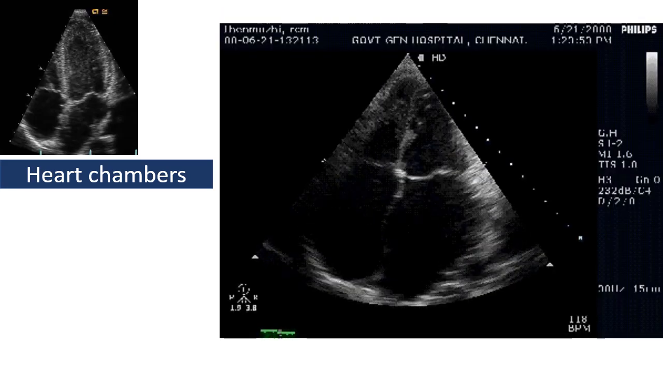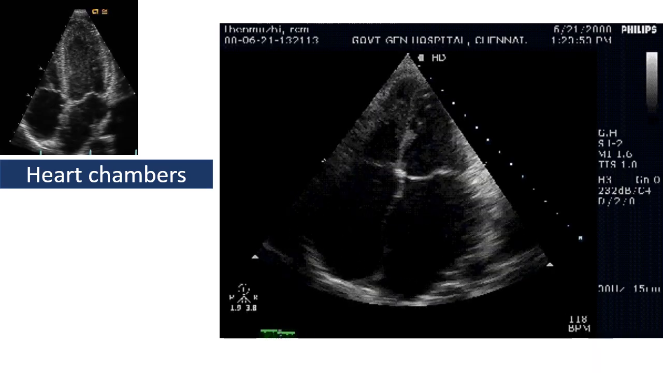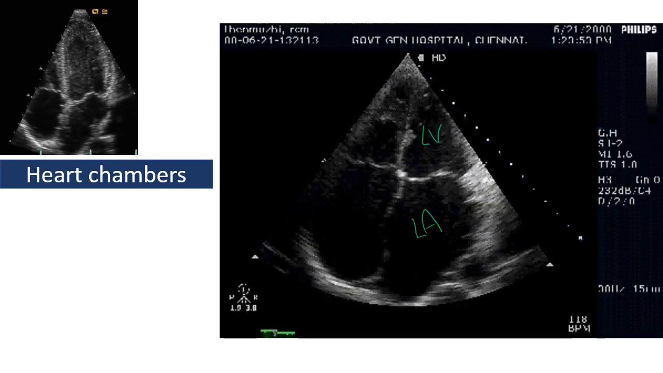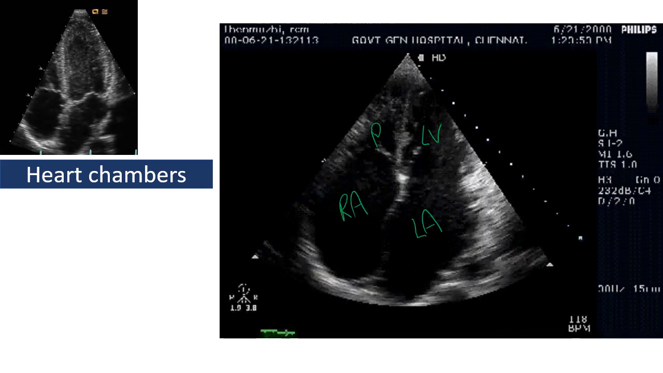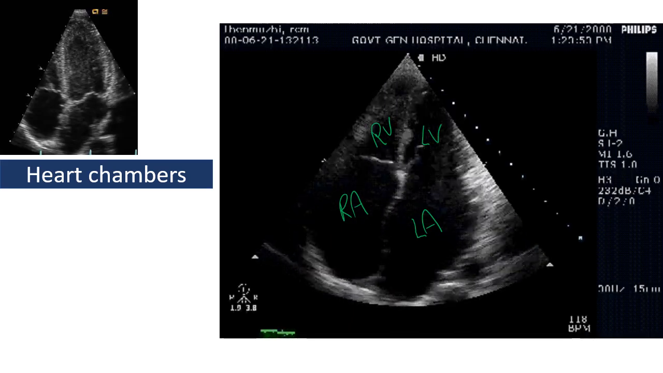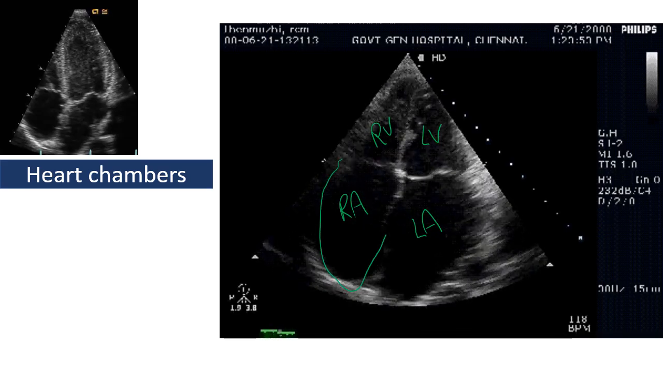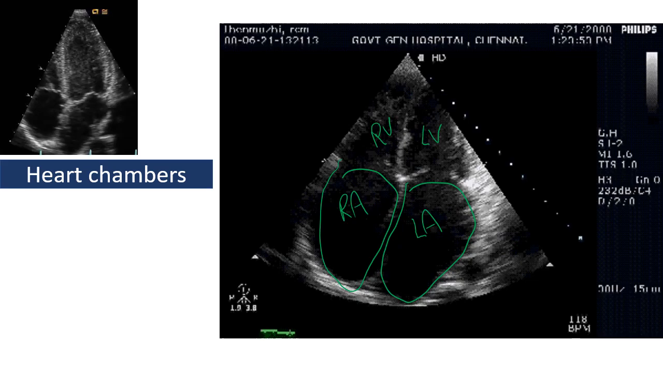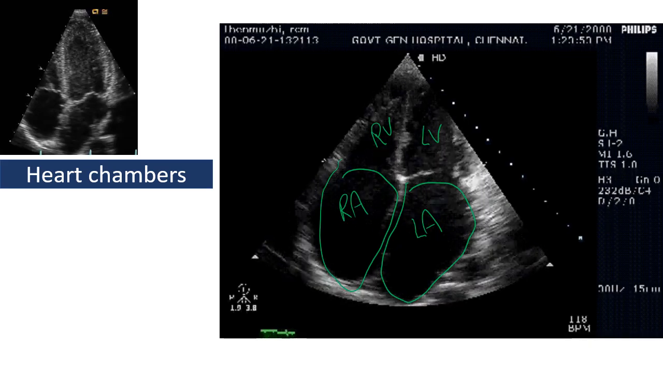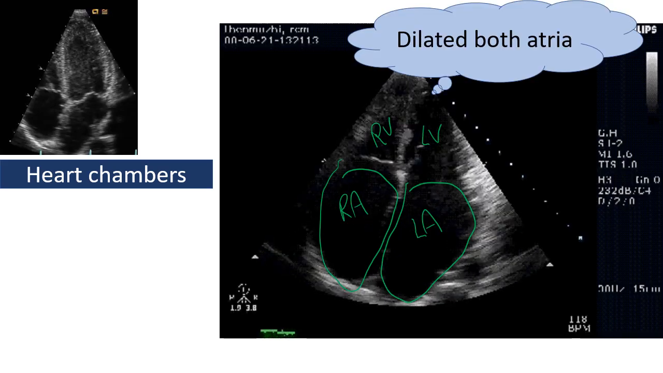The third example we have, again, when you see an image like this, this is the four chamber view of the heart. This is basically the LV, this is the left atrium, this is the right atrium, and this is the right ventricle. And what can you see here? The marked dilatation of both atria. These are markedly dilated, they are even larger than the ventricles themselves. And this is an example of dilated both atria.